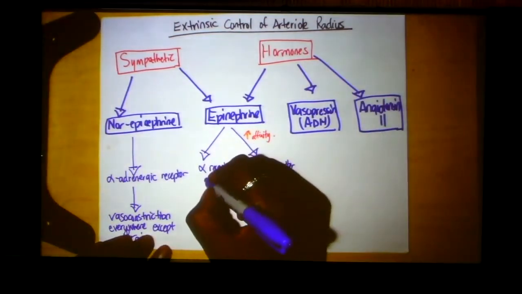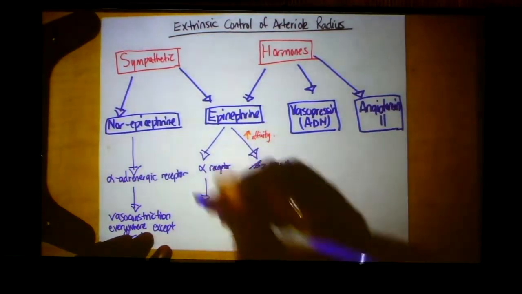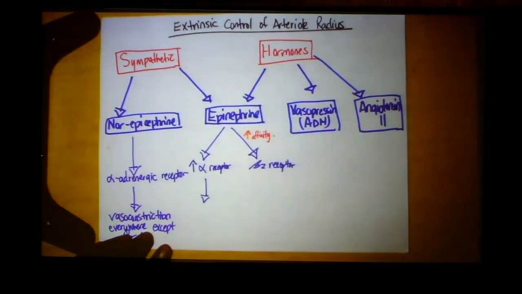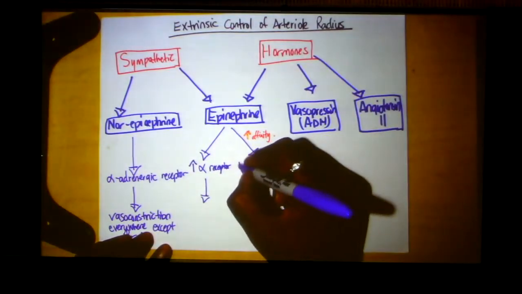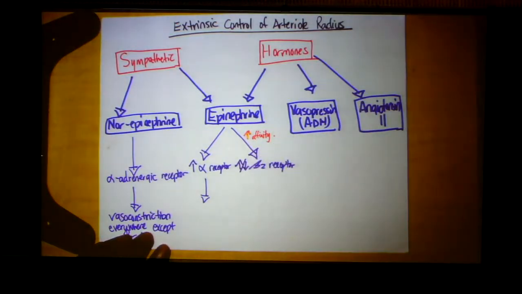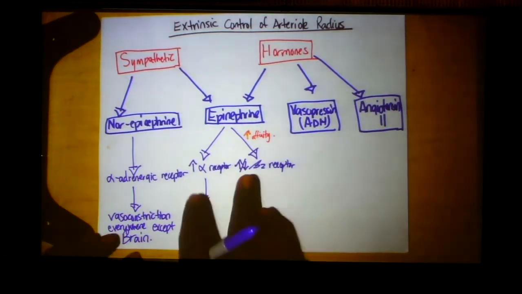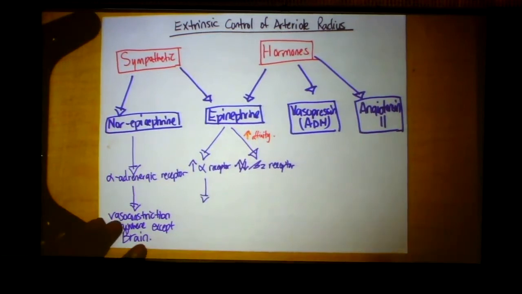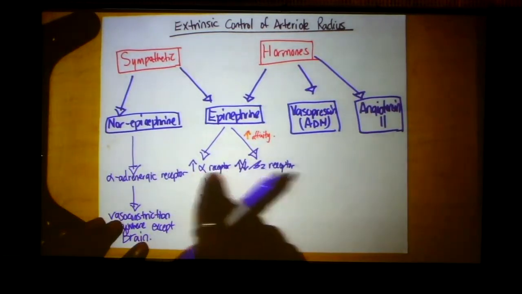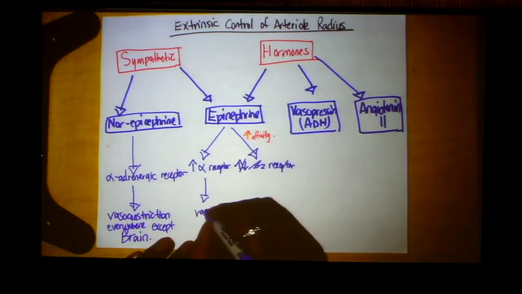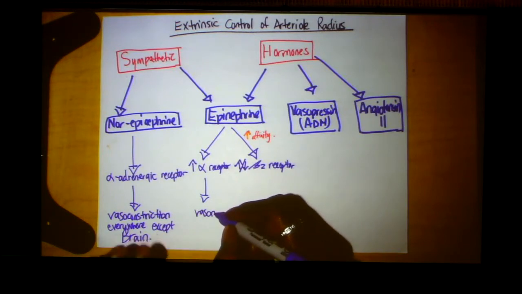Now we know if it binds to an alpha receptor, that's going to be at higher concentrations, but it's going to bind to beta 2 receptors whether it's at high or low concentrations, okay? So I'll say that again. If we have a little bit of epinephrine around, it's going to only bind to beta 2 receptors. But if we have lots of epinephrine around, it's going to bind to both, okay? So this is where we have that varying affinity. If we have a lot of it around flooding the system and it binds to an alpha receptor, it's going to also cause vasoconstriction on most of our tissues except the brain.